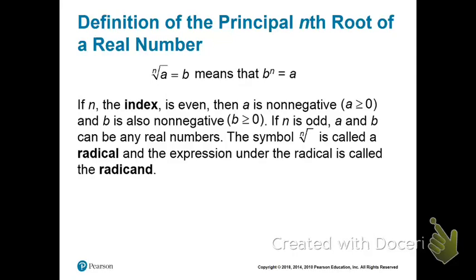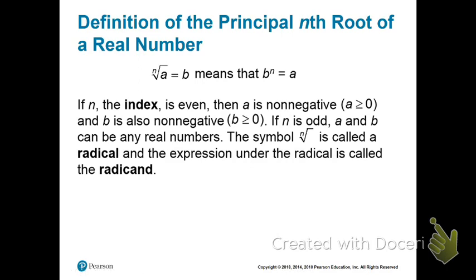So continuing with P3, day 2, we're talking about the definition of the principal nth root of a real number. If the nth root of a is equal to b, that means that b to the n is equal to a. If n, the index, is even, then a is non-negative, which means it's greater than or equal to 0, and b is non-negative, greater than or equal to 0. If n is odd, a and b can be any real numbers.